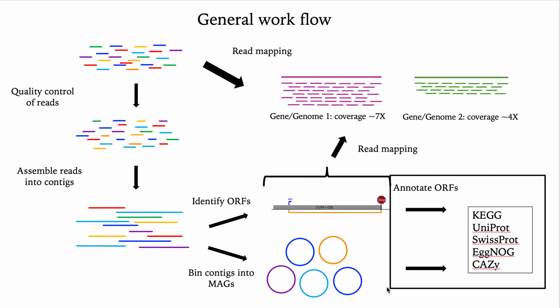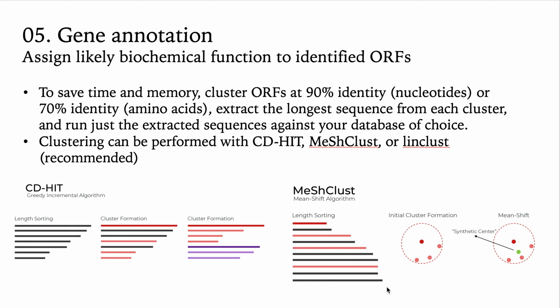So once you have your genes identified, you probably want to know what they are encoding. This is a process called annotation. Annotation is just assigning your likely biochemical function to the identified open reading frames. When you have large metagenomes, identifying every single ORF on every single contig can be very computationally intensive. And so to save time and memory, you probably want to cluster your ORFs at 90% identity, which is the standard threshold for nucleotide sequences, or 70% identity if you're using amino acid sequences.